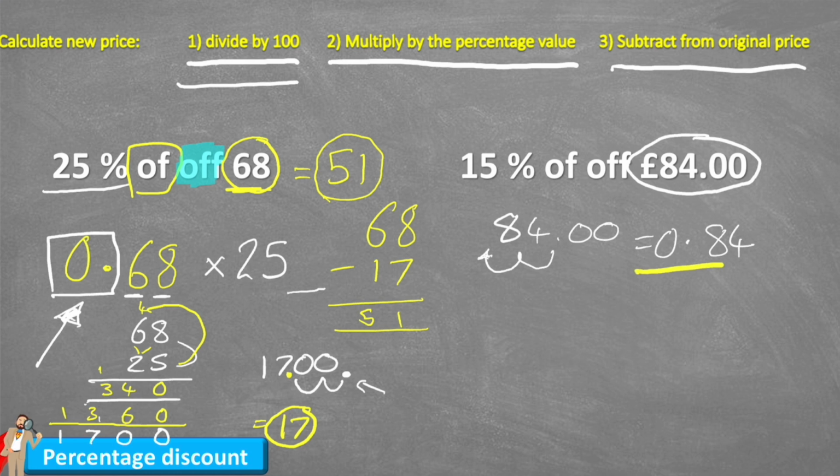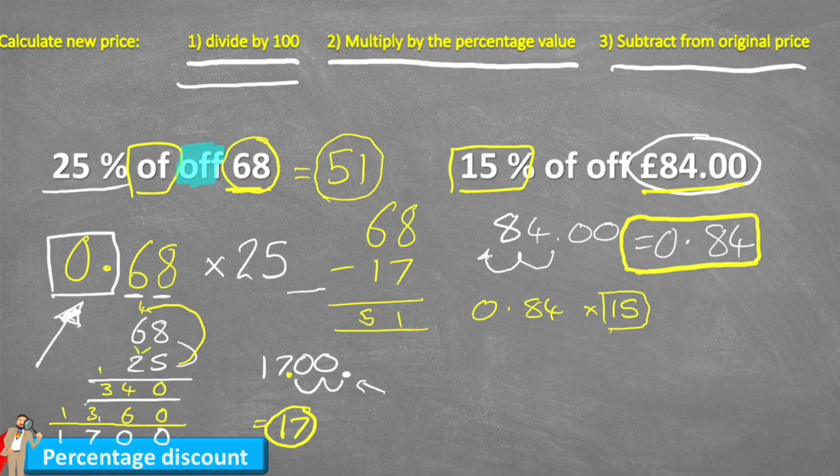So this 0.84 is 1% of £84, but we want 15%. So therefore we must multiply our 0.84 by 15. 0.84 times 15. Now I'm going to do a bit of a shortcut with this one, and I'm going to think about my 15. I'm going to partition it into a 10 and a 5. And I can do 0.84 times 10 and then 0.84 times 5.